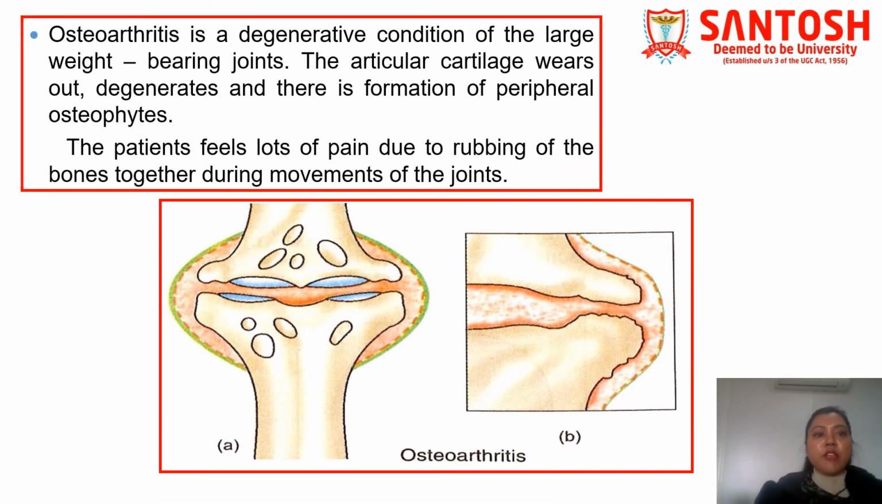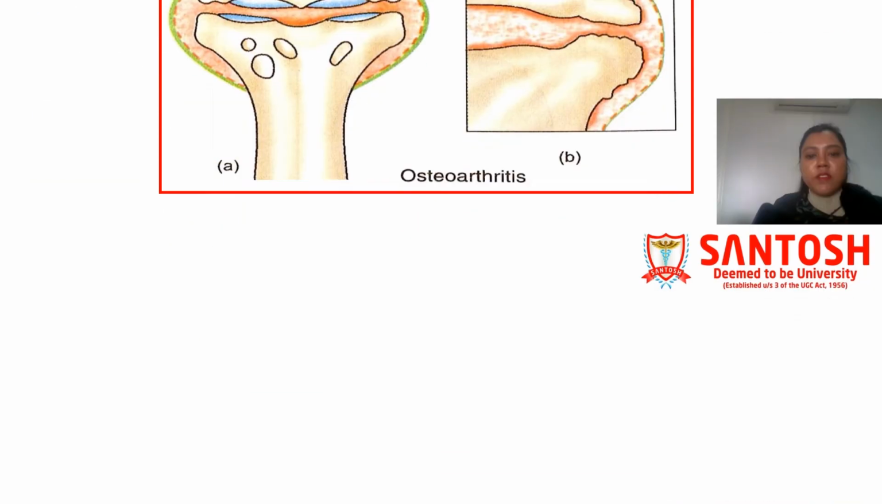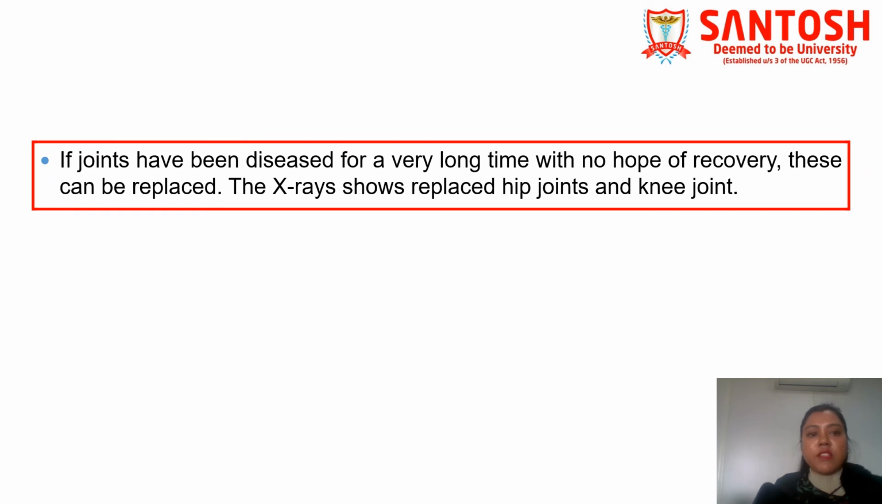The second type of disease which can occur here is osteoarthritis. It is a degenerative condition of the large or weight bearing joints. Rheumatoid arthritis was of small joints. Osteoarthritis involves the weight bearing joints and it wears out, degenerates. There is formation of osteophytes and the patient feels a lot of pain due to rubbing of bones when there is some movement. This is called osteoarthritis.